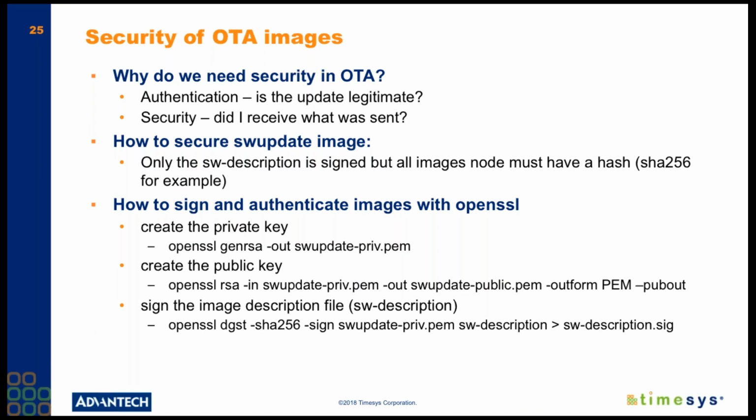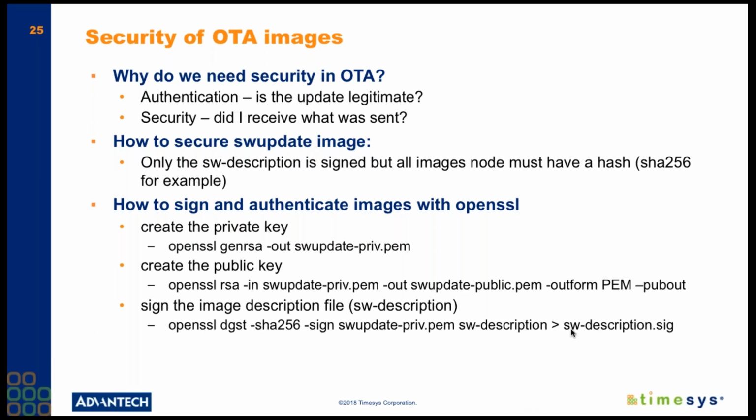So how do I sign the SW description? I believe that actually in the last session was talking about using OpenSSL, and this is an example how you can use OpenSSL to generate a private key and then public key. Public key, of course, is the one that would typically get stored in a target device at deployment. And a private key could be used to sign the SW description on the server.